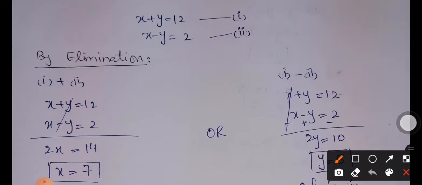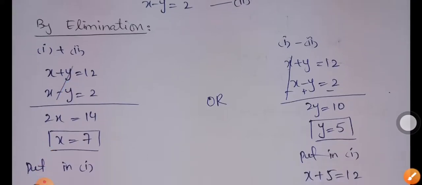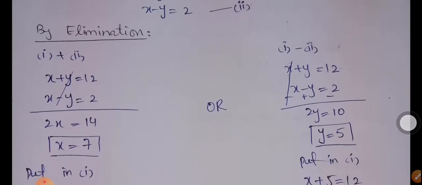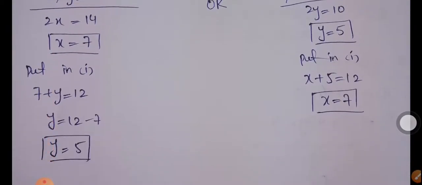Then we come to the second point: we have to add the equations or subtract the equations. It depends on the sign of the variable we want to eliminate. In this case, if we want to eliminate y, one is positive and the other is negative, so we simply add equation 1 and equation 2, so that y and minus y cancel out and we are left with 2x equal to 14, so x is equal to 7. Once we get the value of x, simply put this value in equation 1 or equation 2 to get the value of y, which is going to be 5 in this case.